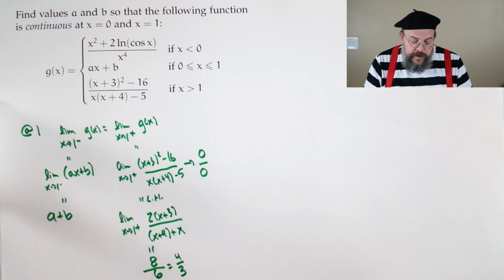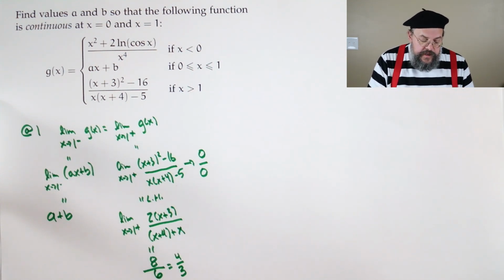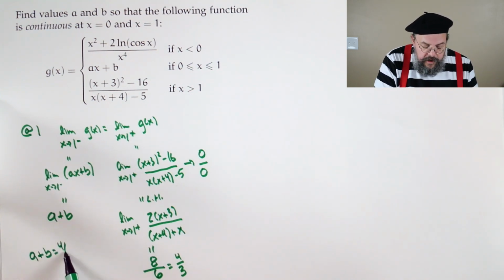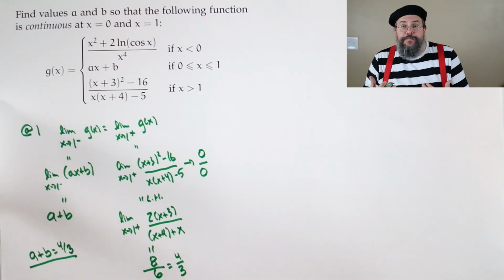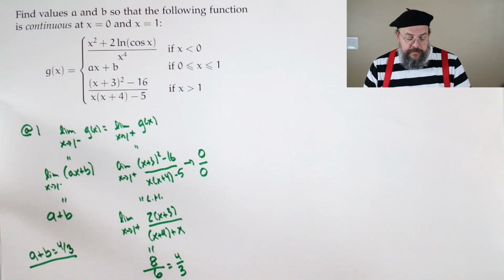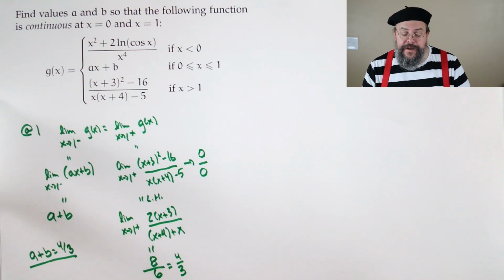Okay, so there we go. What does that tell us? It tells us that we have a relationship: a plus b has to equal 4 thirds. Now, that doesn't tell us what a or b is, but it tells us something about a and b if we put them together.